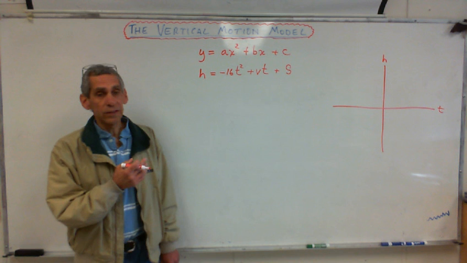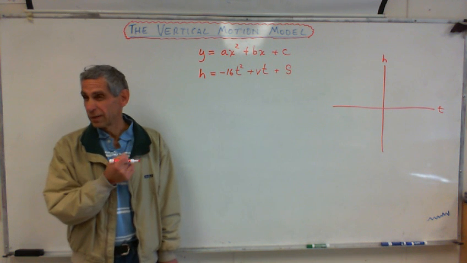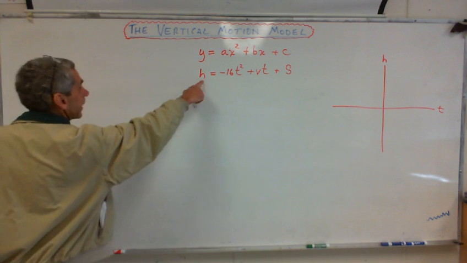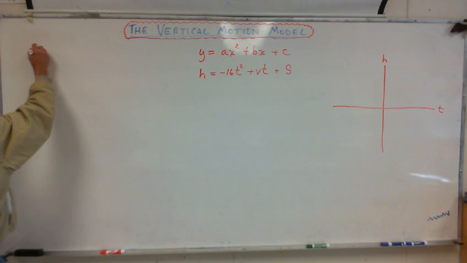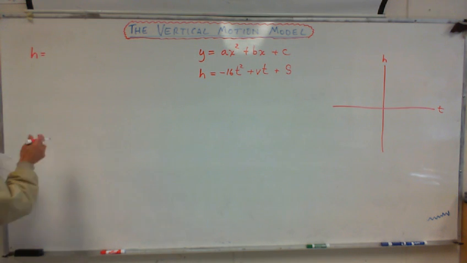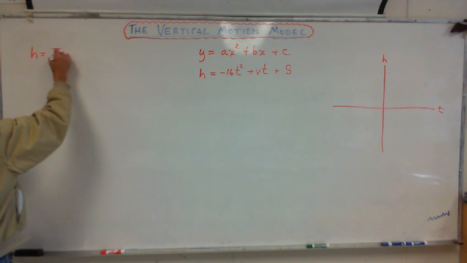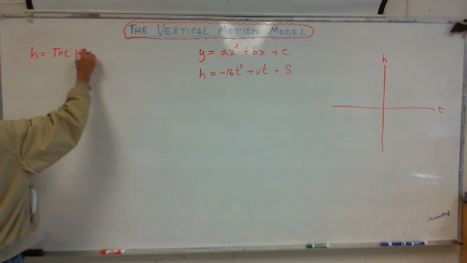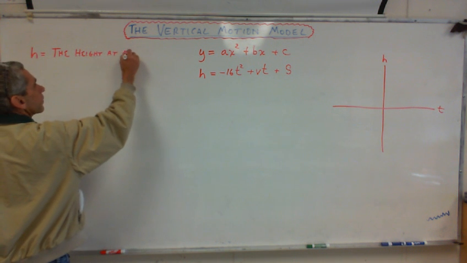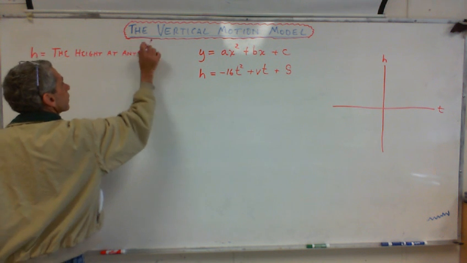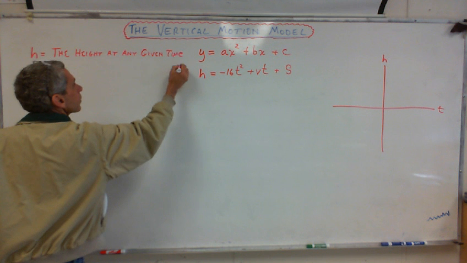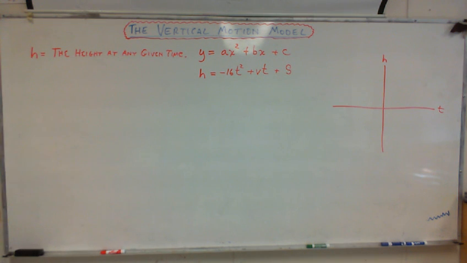Now what we have to do, though, is start to understand what all these letters represent, right? Because we're going to use them in a real-life situation. So the first thing we're going to look at is H. So this is our legend. This tells us basically what these stand for. H stands for the height at any given time. Okay? That's what H stands for.